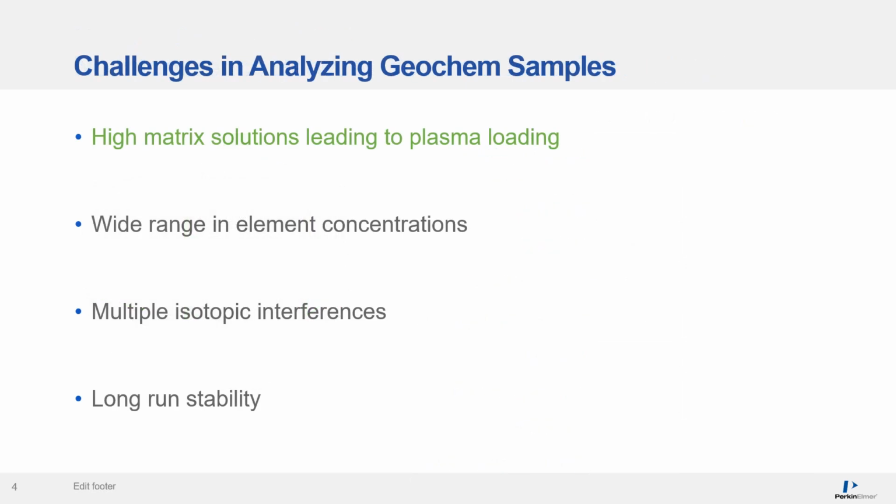So let's get back to those main challenges that face an ICP-MS when analyzing geochemical analyses. So the first topic we'll talk about is high matrix solutions leading to plasma loading. And what solutions does the NexION series offer analysts?